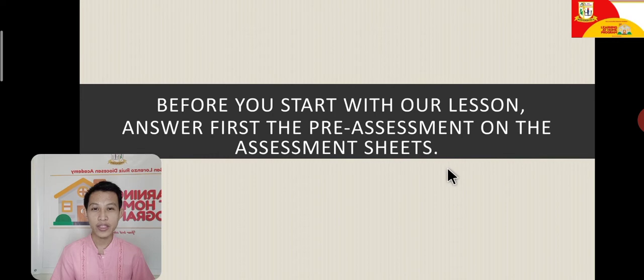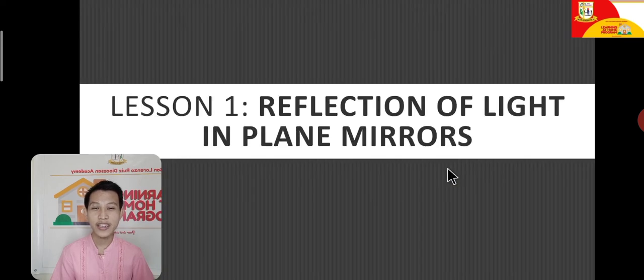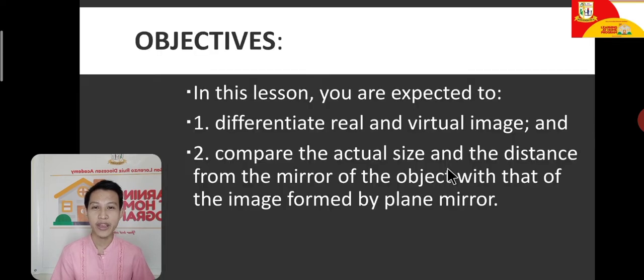But before we start with our lesson, answer first the pre-assessment found on your assessment sheets. Now, after answering the pre-assessment, let us begin with the discussion of lesson number 1, which is all about reflection of light in plane mirrors. For this lesson, we have 2 main objectives: differentiate real and virtual image, and compare the actual size and distance from the mirror of the object with that of the image formed by a plane mirror.